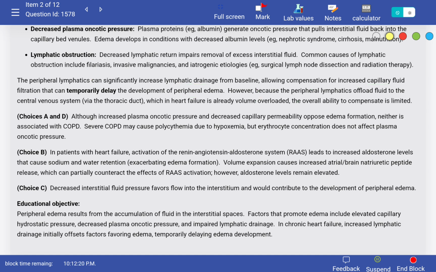Okay. Why not options A and D? Although increased plasma oncotic pressure and decreased capillary permeability oppose edema formation, these are opposing, right? Neither is associated with COPD. They are not associated with chronic obstructive pulmonary disease. Severe COPD may cause polycythemia due to hypoxemia, right? So RBCs will be formed, right? But erythrocyte concentration doesn't affect plasma oncotic pressure, right?